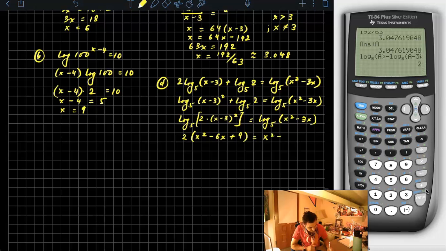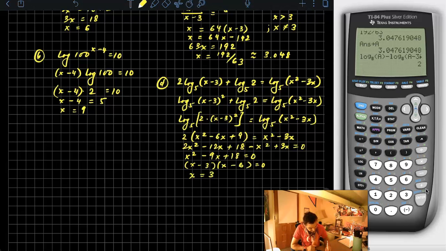And I get x squared minus 3x. This is a quadratic, so when I distribute this, I'm also going to move things all to the same side and set it equal to 0. I'm going to get x squared minus 9x plus 18 equals 0. So factors of 18 that add up to negative 9 are x minus 3 and x minus 6, which means x is equal to 3 or 6.